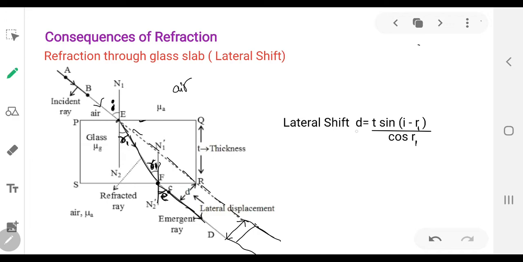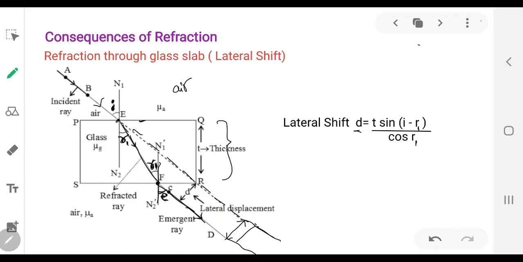That is given by lateral shift D is equal to T, where T is nothing but the thickness of the glass slab, T into sine of (I minus R1) divided by cos R1.